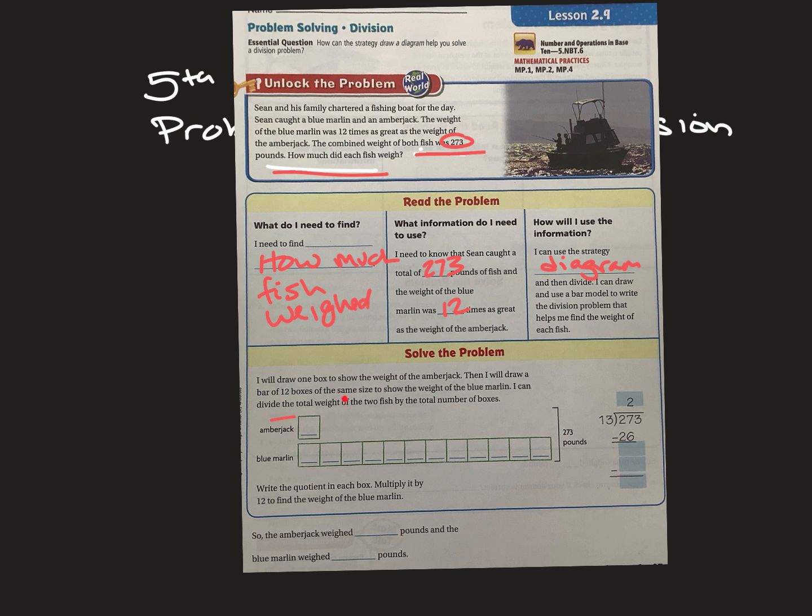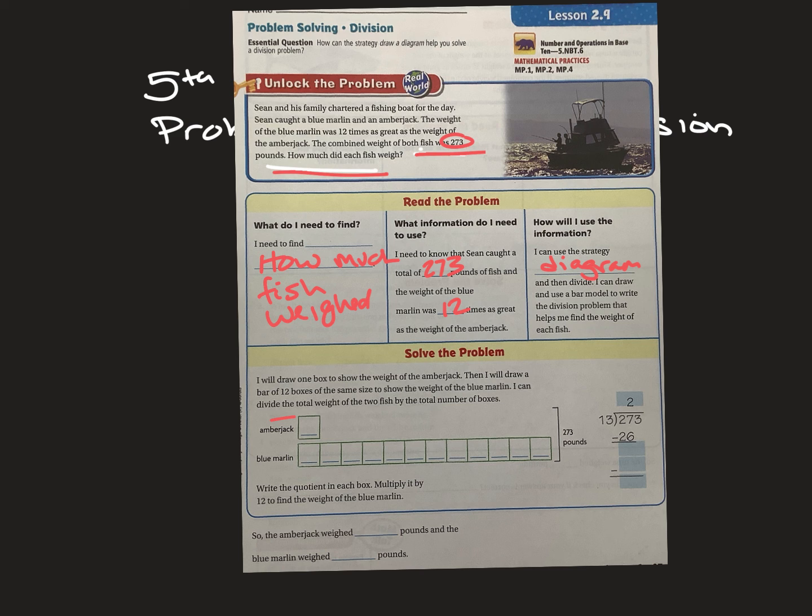So I would take that 273 pounds and divide it by 13, because I have 12 times the amount of the amberjack plus the one amberjack, right? So 273 divided by 13. Let's go ahead and do that calculation. They started it off for us here. 13 times what number gets me close to 27? 13 times 2 is 26.